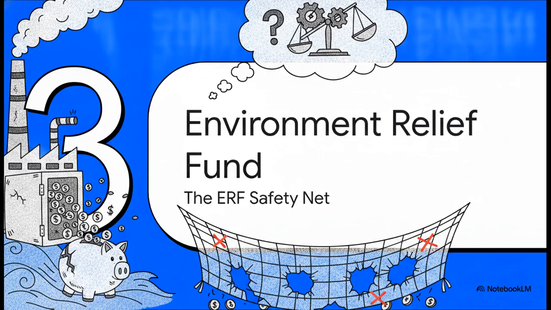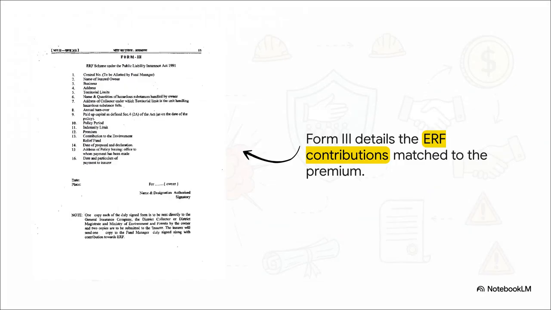Let's hit Section 3, the Environmental Relief Fund. So what happens if an accident is so catastrophic that the damages blow right past those massive multi-crore insurance policies? Well, enter the Environmental Relief Fund, or ERF. What you're seeing here with Form 3 isn't just boring bureaucratic paperwork. It actually mandates this incredibly smart one-to-one matching system.